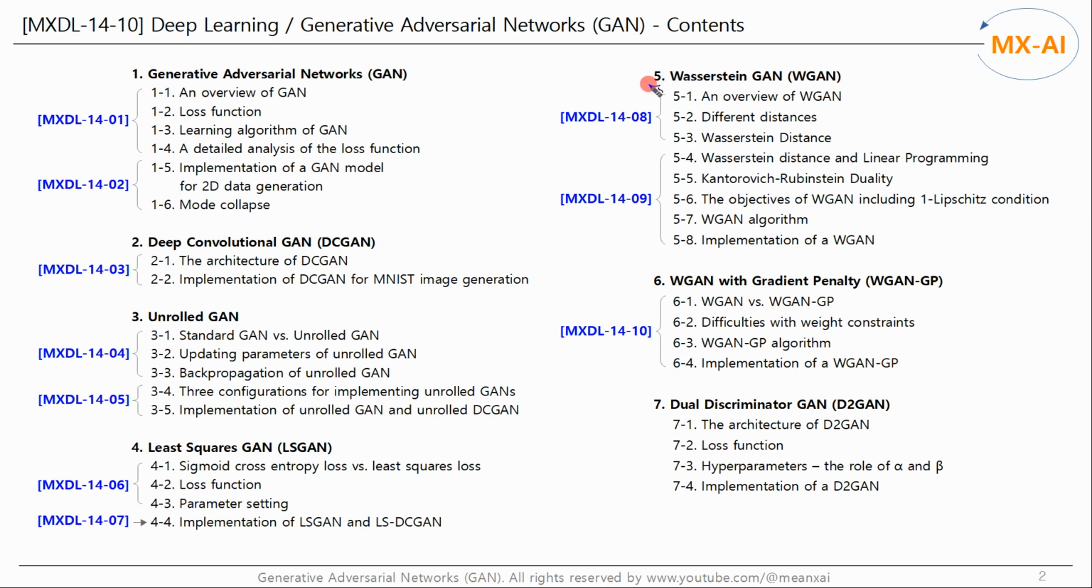In the previous two videos, we looked at the Wasserstein GAN, WGAN. In this video, we will look at the WGAN-GP model, which is proposed to improve the shortcomings of WGAN. First, let's compare the differences between WGAN and WGAN-GP. Next, let's look at the problems that can arise when using weight clipping in WGAN. And let's look at the WGAN-GP algorithm. Finally, let's implement a WGAN-GP model using Keras.